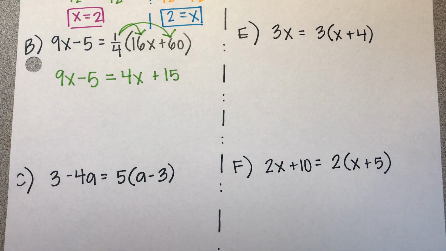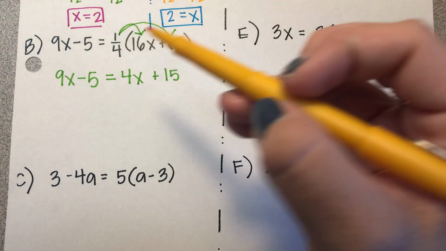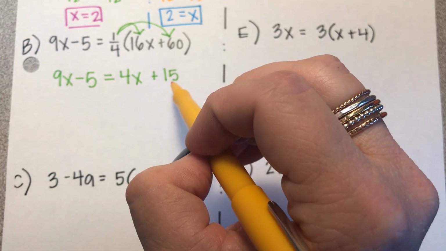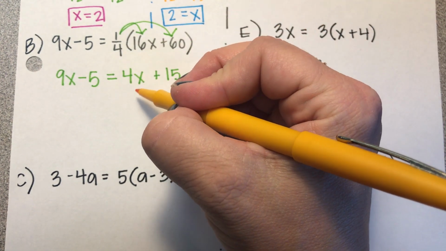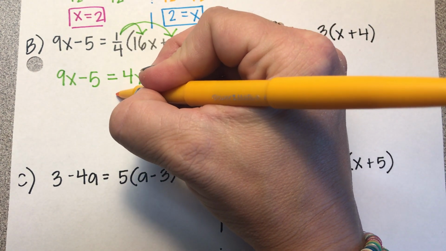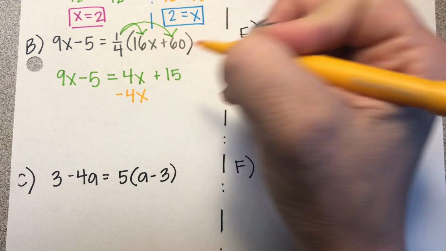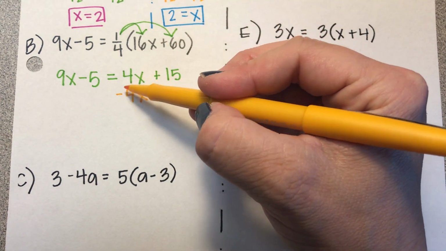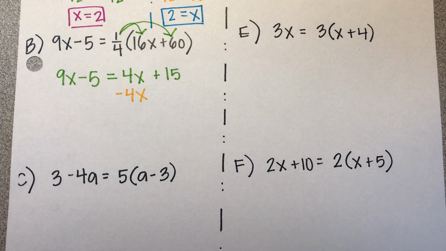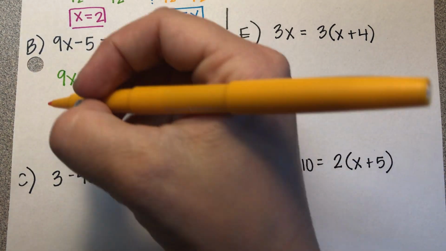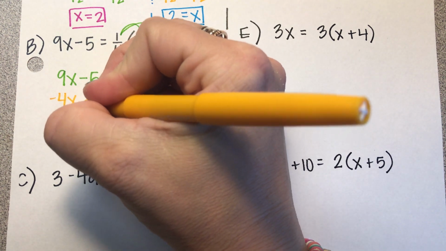So now I'm back to kind of where I was in the previous problem. I have x's over here and x's over here. So I want to get rid of the x's over here. So if I were to subtract 4x, what's 4x minus 4x? Is that no x's? Yes, which is what I want. So I'm going to do that to both sides.